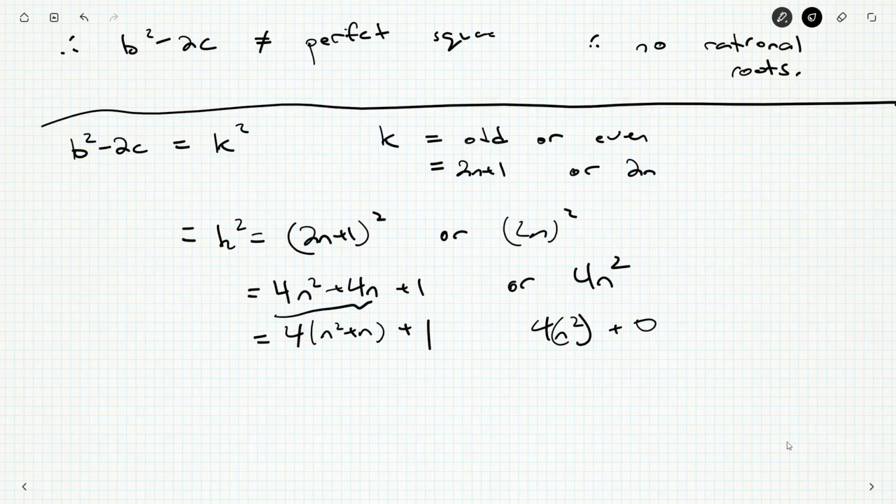And if you felt uncomfortable, of course, add that fact. It didn't take us that long to write it out. But either way, we show b squared minus 2c isn't a perfect square, and that allows us to conclude that there are no rational roots to this expression. Okay, so we did use the fact that b and c were odd there.